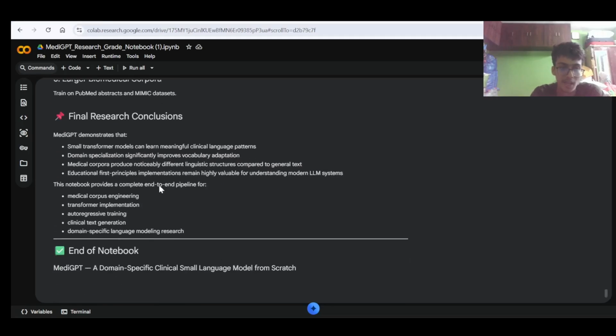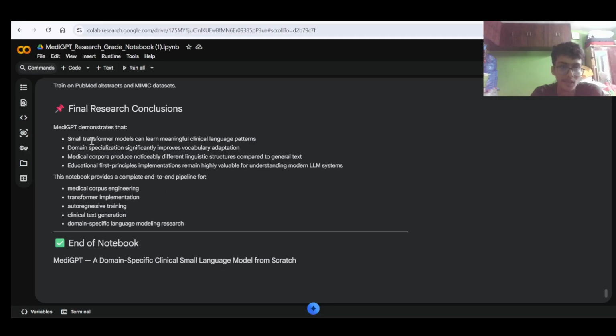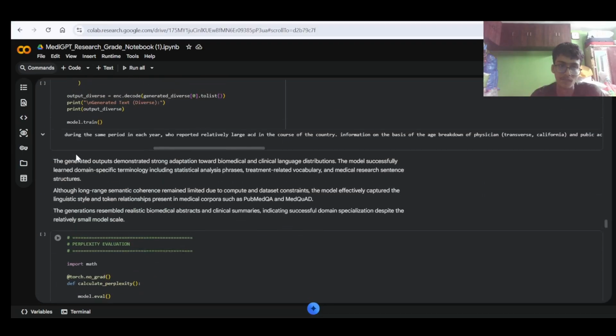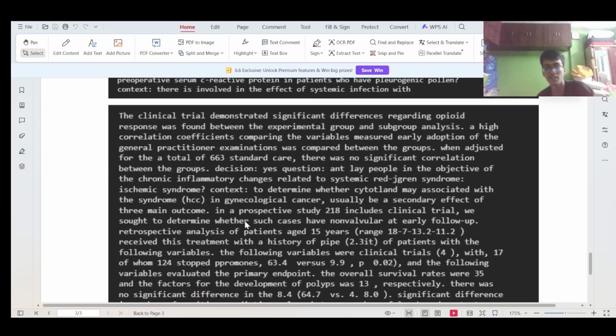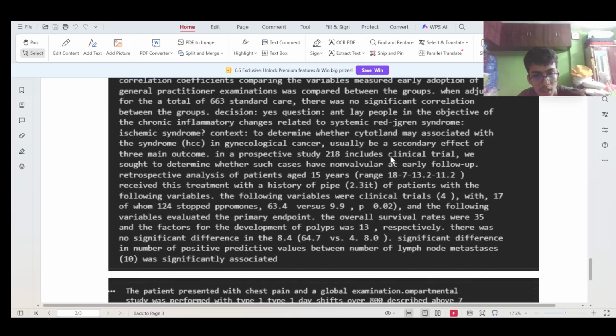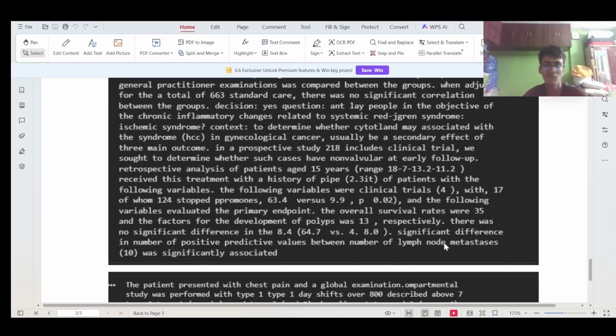You can look at this, and what we can demonstrate from here is clinical language pattern identification, and the medical corpora produced noticeably, because we see it hasn't generated something noisy or anything silly. Anybody looking at this at first glance can tell that yes, this is not irrelevant to medical. This is medical content. Inflammatory changes, then Rett syndrome, then the experimental subgroup analysis, opioid, then lymph node. It's all medical terminology.